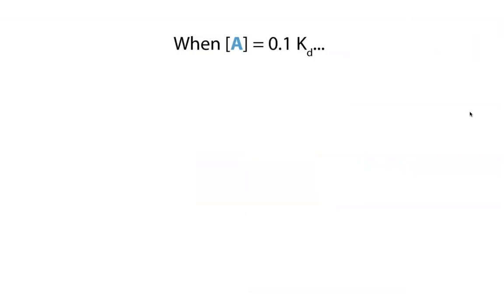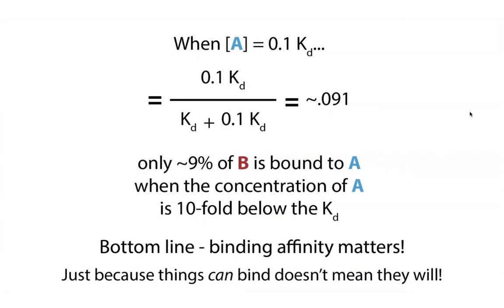Let's go the other direction. What if your concentration of A is only 1/10 of the KD? Pause the video and try this. Now you find that only about 9% of B is bound to A when the concentration of A is tenfold below the KD. Bottom line, the binding affinity matters, and just because things can bind doesn't mean that they will.